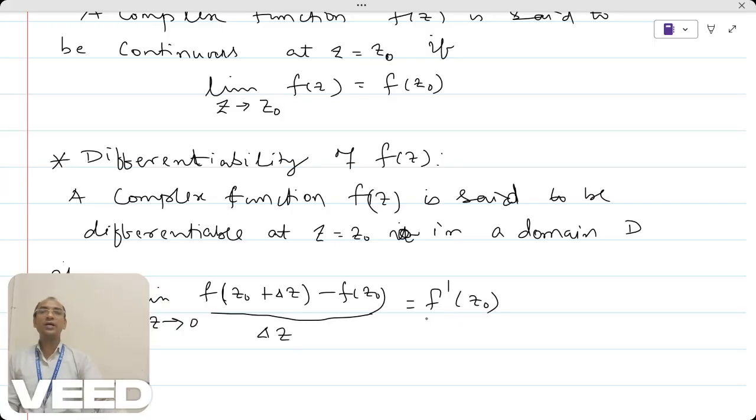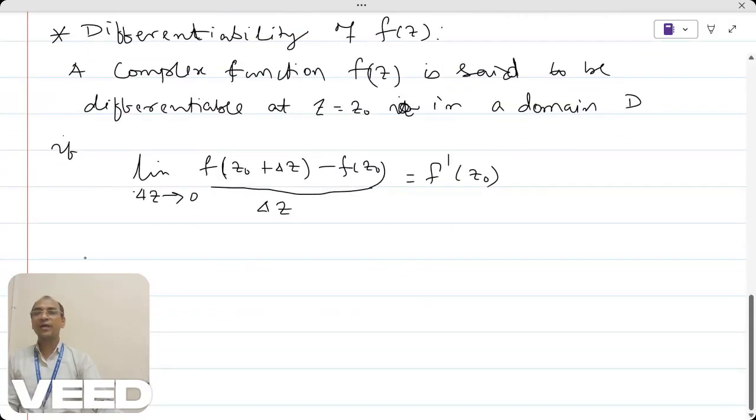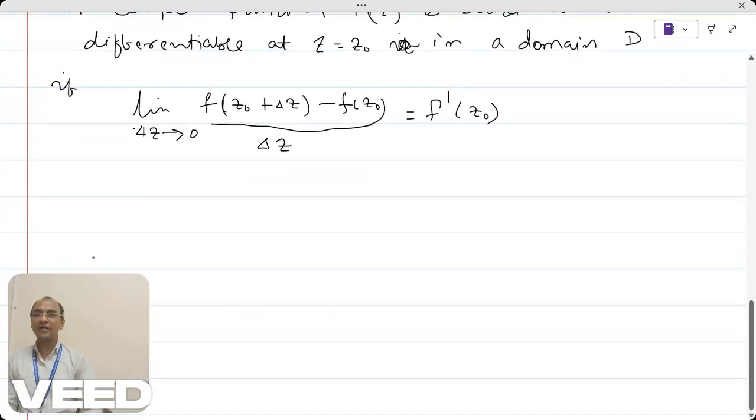Now based on the continuity and differentiability, I will define analyticity of the complex function. Now, analytic function.